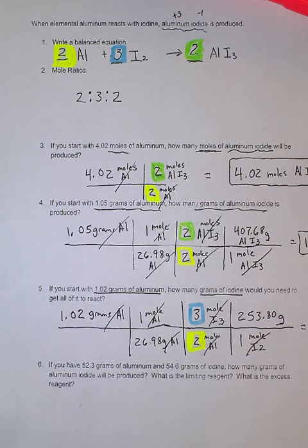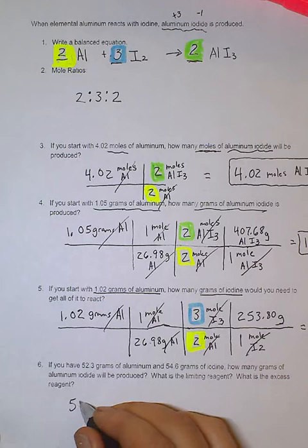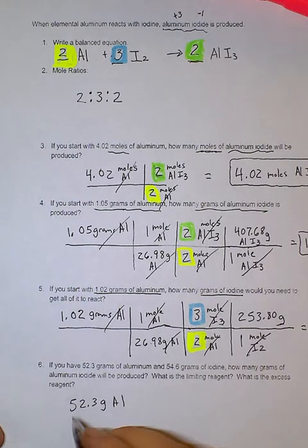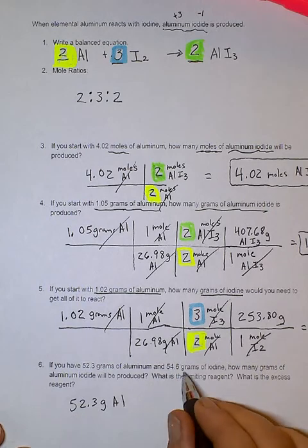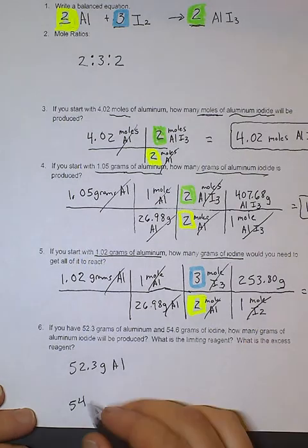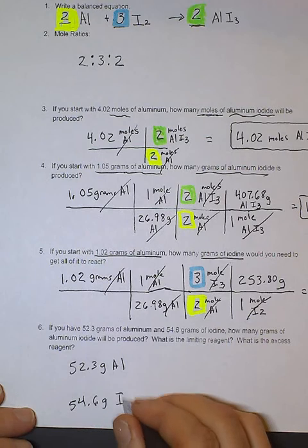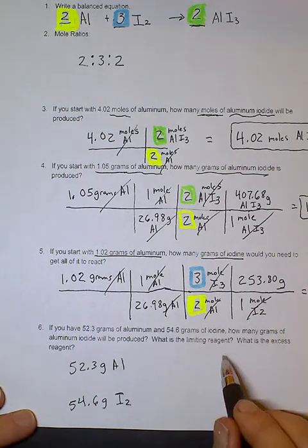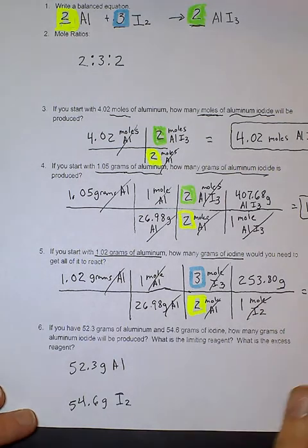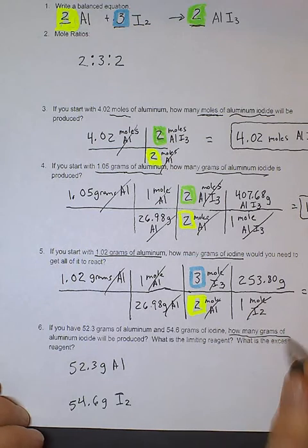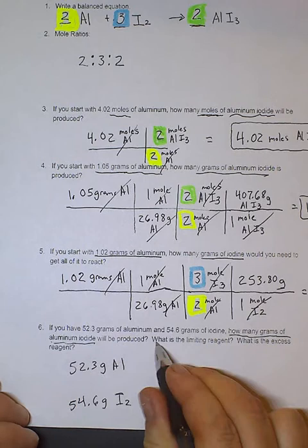All right, last one. You have 52.3 grams of aluminum. We also have 54.6 grams of iodine. It's going to be 2 separate problems. Let's move this up a little bit. How many grams of aluminum iodide will be produced? What's your limiting reagent? What's the excess reagent? We're going to get rid of this, how many grams we're going to produce. We'll do that a little bit later. Right now let's just figure out which one's our limiting reagent.